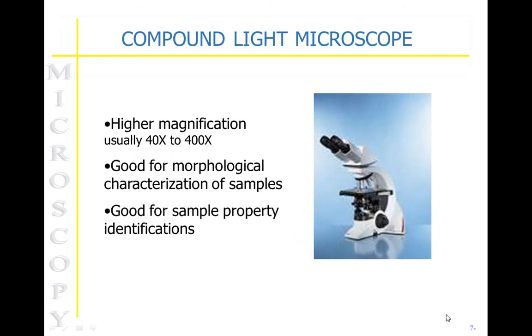The compound light microscope provides higher magnification. Usually the compound light microscope will be either 40 times power to 400 times power. This microscope provides good characterization for the morphology of a sample, but it also allows you to view a lot of the internal features of that sample itself. So this microscope is used for a lot of different identifications of different samples. It's used primarily in the trace evidence section or a forensic biology section. It's used for a lot of hair comparisons, fiber comparisons, evidence such as this.